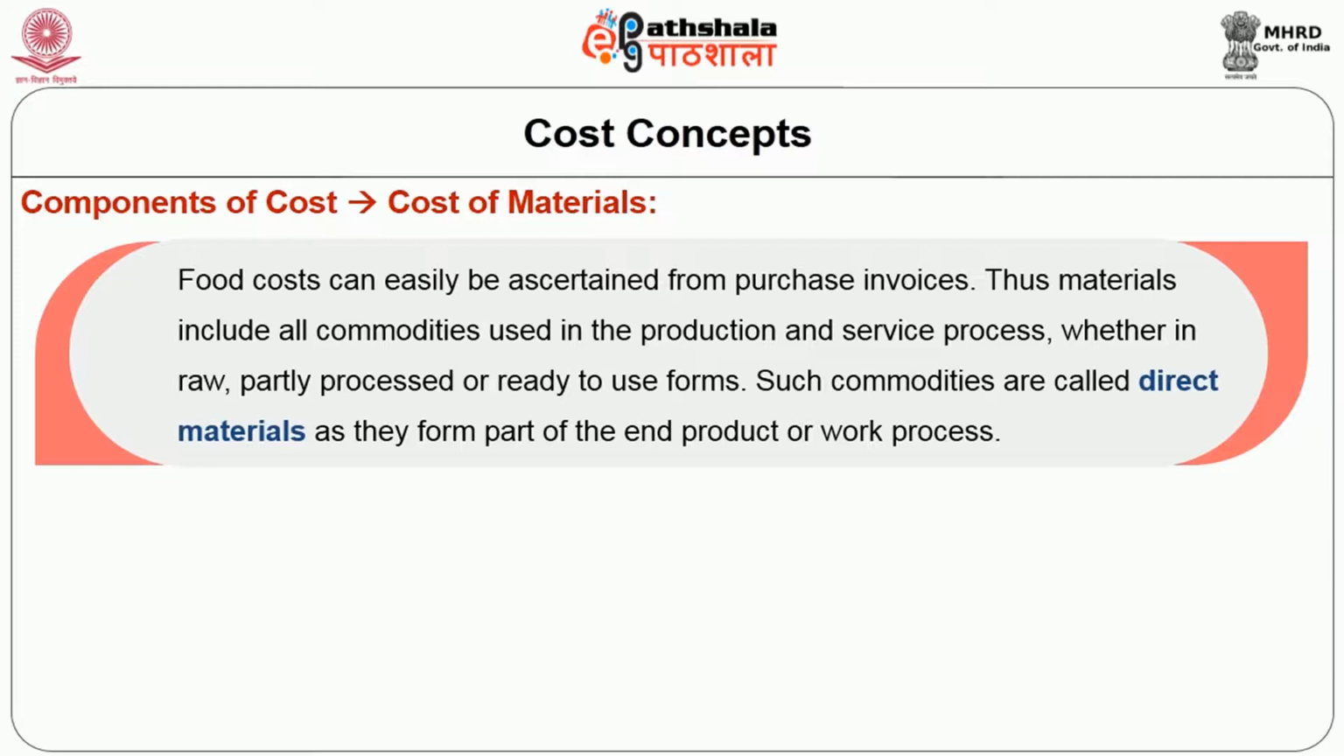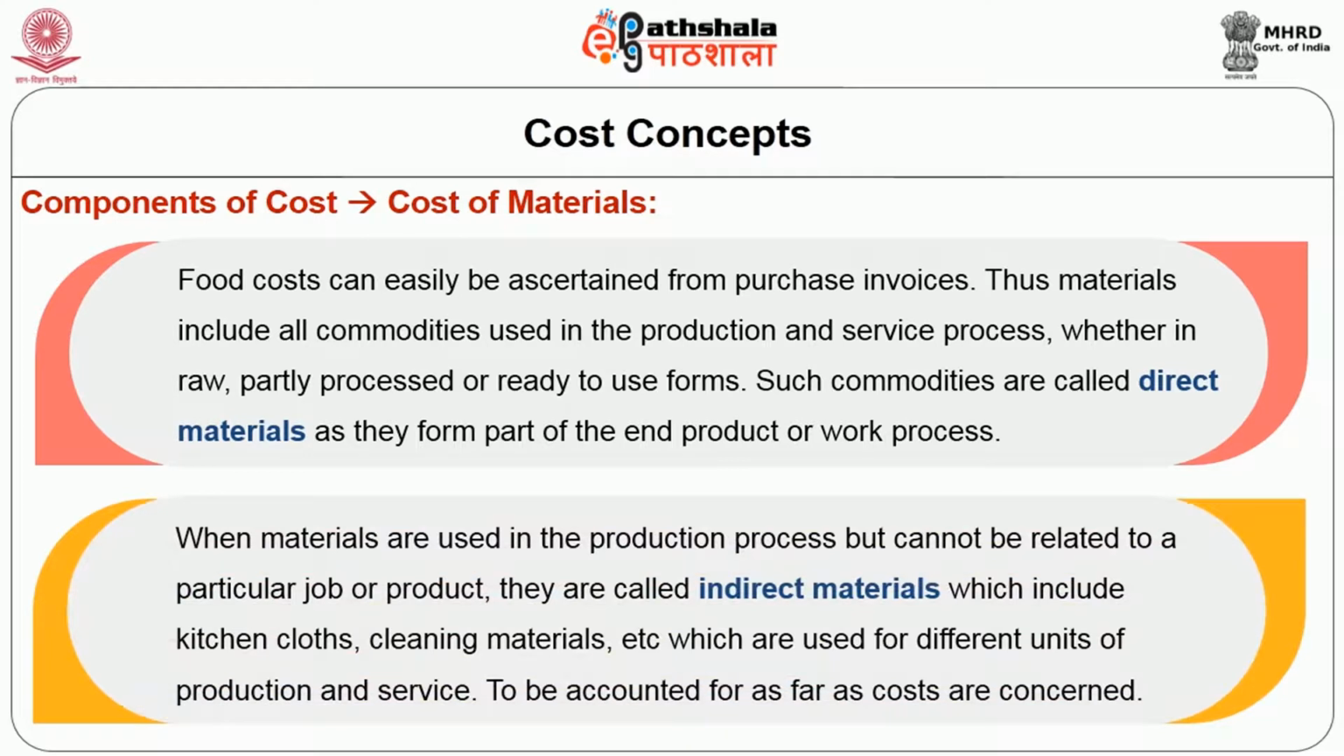Such commodities are called direct materials as they form part of the end product or work process. When materials are used in the production process but cannot be related to a particular job or product, they are called indirect materials, which include kitchen cloths, cleaning materials, etc., which are used for different units of production and service. These, however, have to be accounted for as far as costs are concerned.